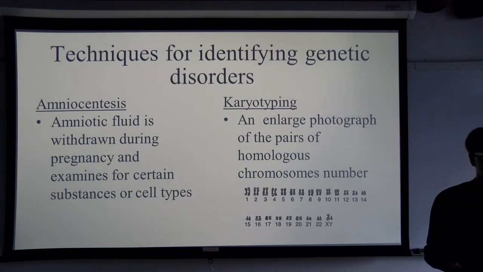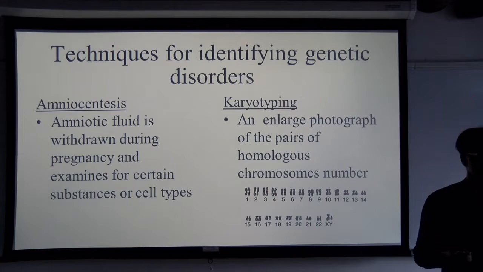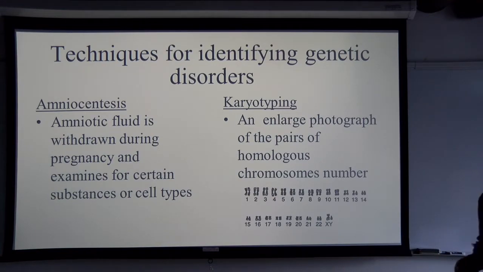Here are some techniques that are used to diagnose if there's a disorder or not. One technique is referred to as amniocentesis. This is where they withdraw the amniotic fluid while the mom is pregnant. Take that amniotic fluid that's surrounding the baby and examine the cells. Remember, the baby's still developing, so the fluid has a lot of cells floating around. So you're able to extract that fluid and examine the cells for any malfunction or disorders.